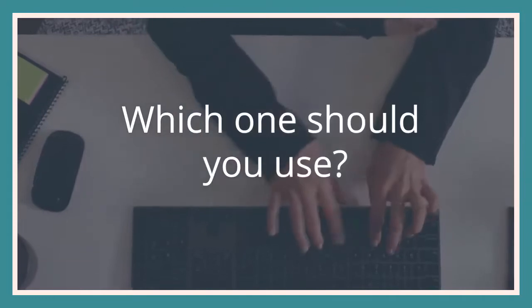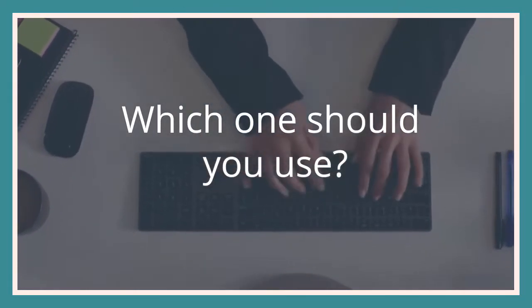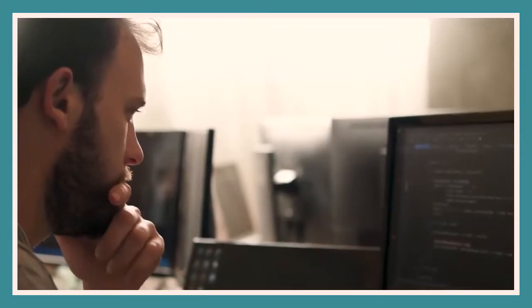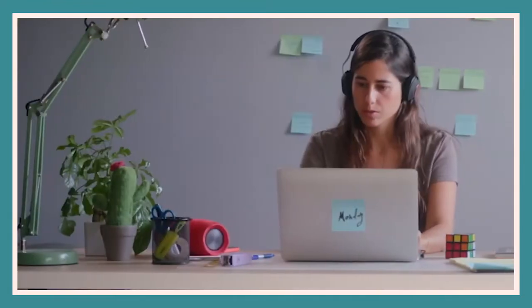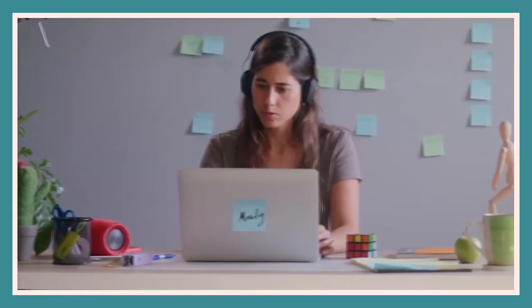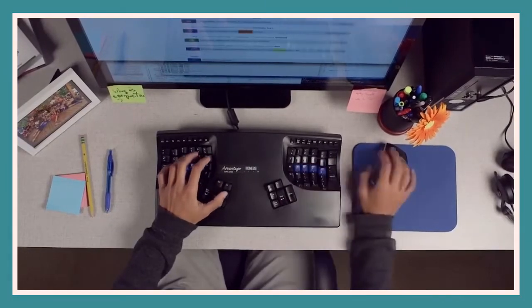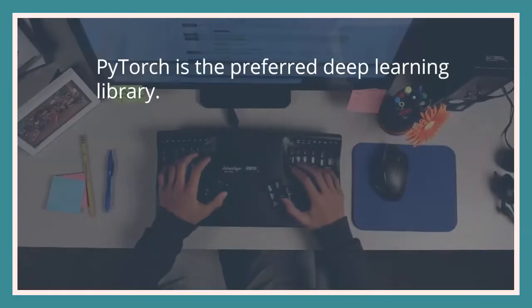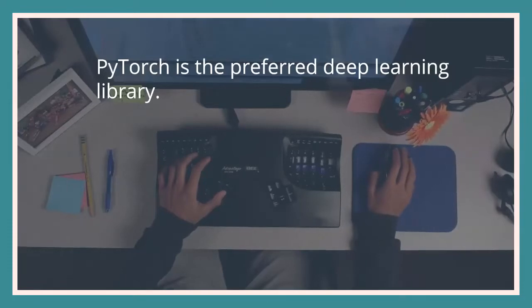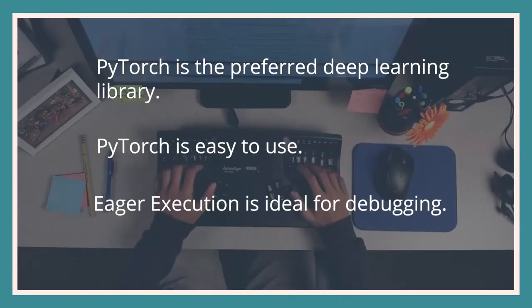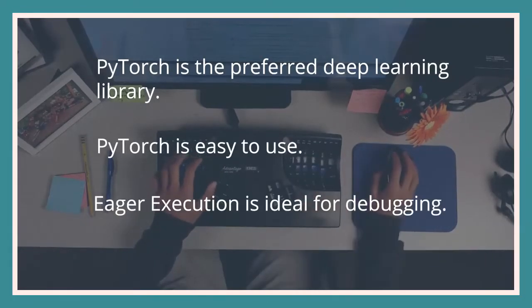It's been said that imitation is the best form of flattery. This may explain why both PyTorch and TensorFlow have been integrating new tools based on each other's framework. But each library has its own area of expertise. PyTorch is the preferred deep learning library for researchers. Its ease of use and eager execution mode for quick debugging is ideal if you are already a Python programmer.